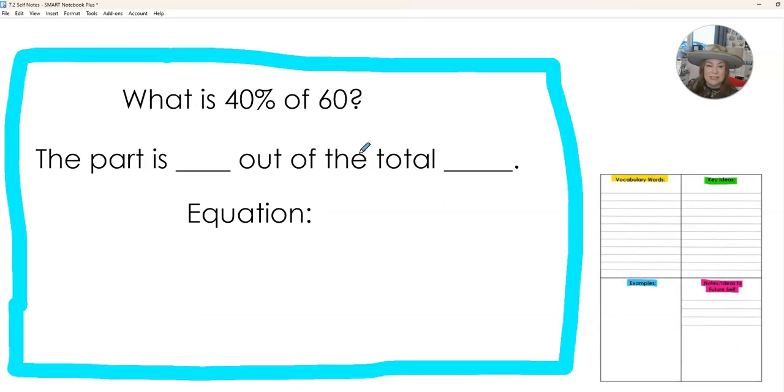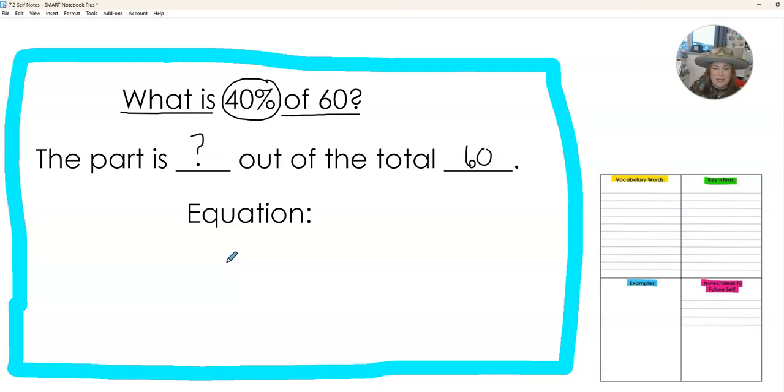So let's take a look at an example here. So we have 40% of 60. So we're going to break it up and we're going to circle 40%. That pulls it out and breaks my problem up. So I know 40 out of 100. That magic mystery number 100 is in here. Now we have what is of 60. So that can help me break up. So the part is what? What is? Ooh, we don't know. What is that part? That's what we're looking for. Out of the total is 60, right? Of 60. What is out of 60? And that's going to be 40%.